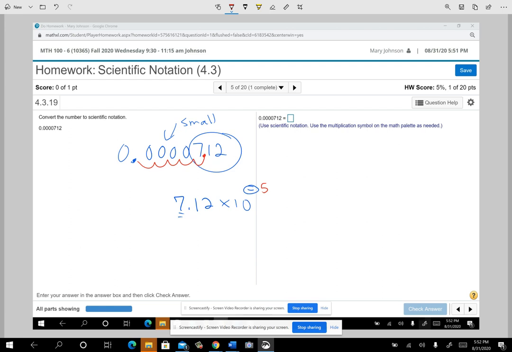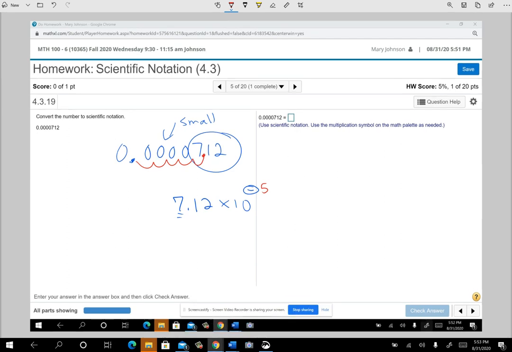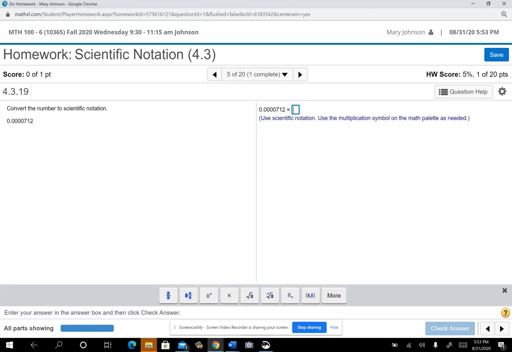Now I want to actually put that into the answer for you, because that's a place where sometimes you mess up. When you're actually trying to type it in, you get your 7.12, that's not the problem, but you need to use the old-fashioned multiplication symbol from the math palette in the tool. See, it says to use the multiplication symbol on the math palette. And then you do your 10. Don't do 7.12 raised to the negative 5th power. It's times 10, and then here's the exponent tool, and you'll put in the negative 5. Then you can check your answer and move on from there.